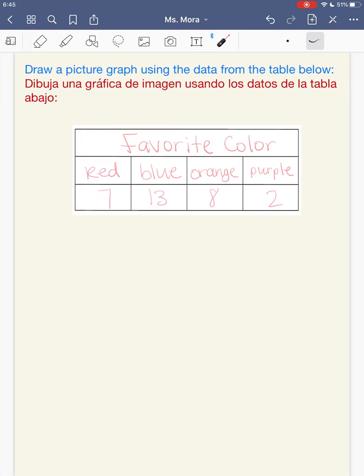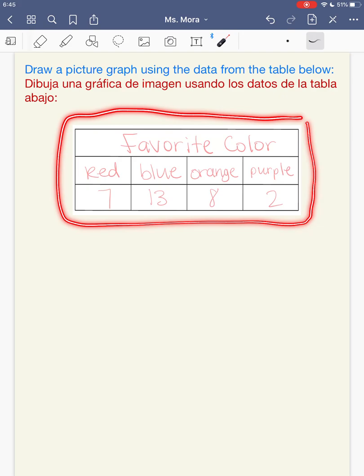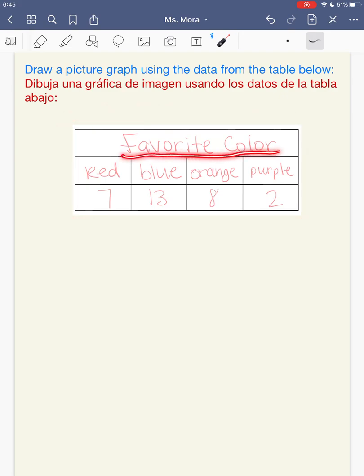So, here's how we're going to make a picture graph, okay guys? So it says draw a picture graph using the data from the table below. So here's my table. My title is favorite color. My categories are red, blue, orange, and purple. And these are the data points, how many people like each color.